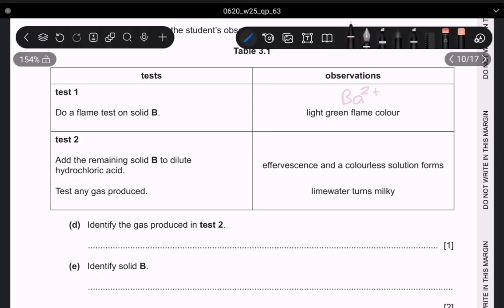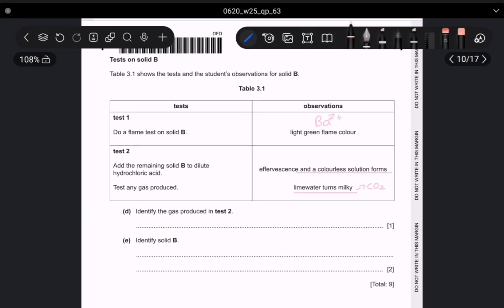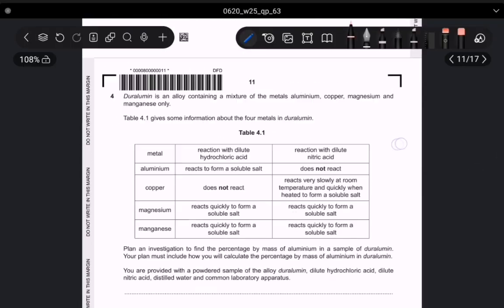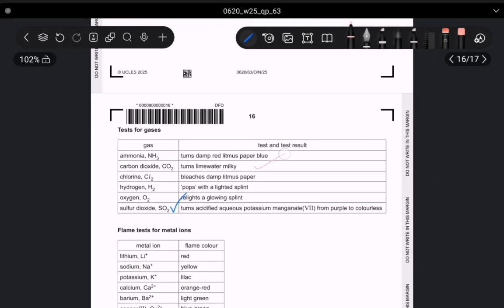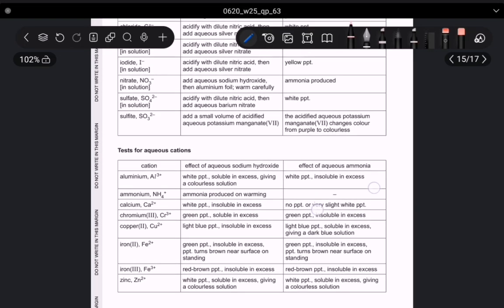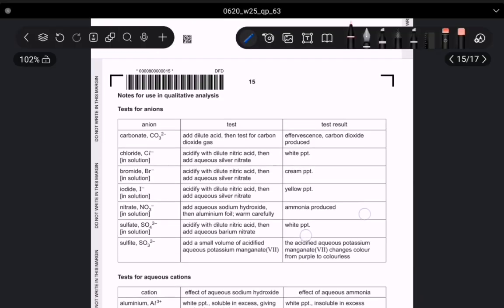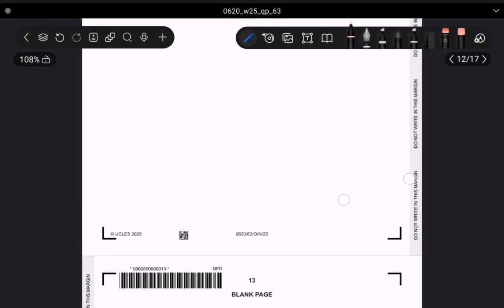Add the remaining solid B to dilute hydrochloric acid and test any gas produced. Effervescence and a colorless solution forms. Lime water turns milky. Now this refers back to carbon dioxide gas. So this is going to be effervescence and a colorless solution forms. You can see lime water turns milky. It's for carbon dioxide gas. So carbon dioxide, and effervescence, carbon dioxide is produced. So this is a carbonate ion.